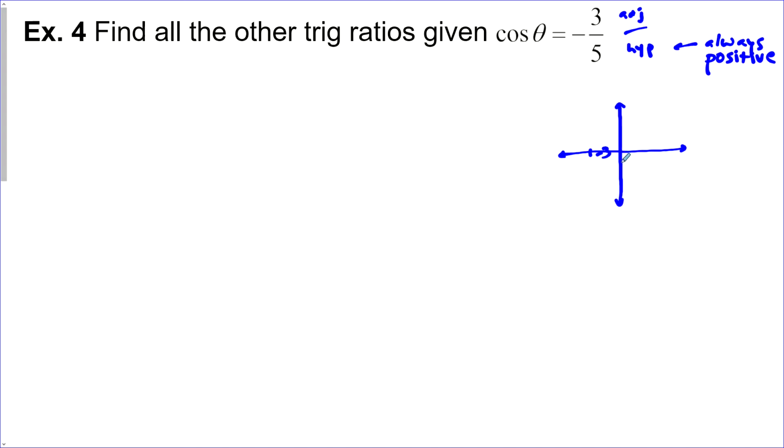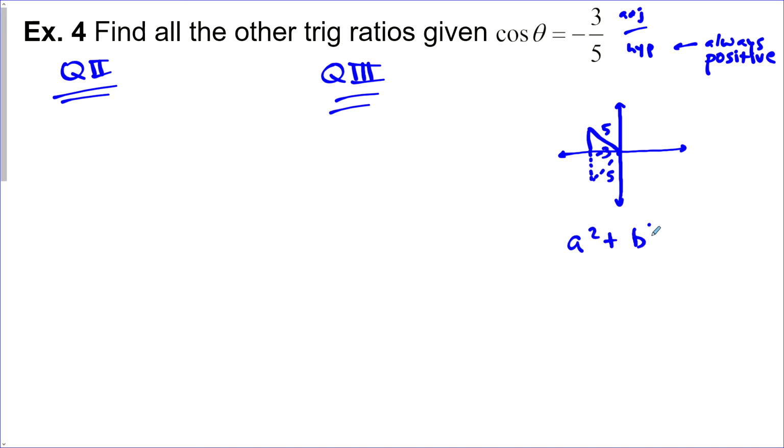So could be 5 here, but it could also be 5 down here. If you remember the cast rule, cos is negative here and here. So we have two options, or two triangles going on here. This is 5 either way. So in quadrant 2 and in quadrant 3. Either way, we need to know this opposite side. So let's find that using the Pythagorean theorem.